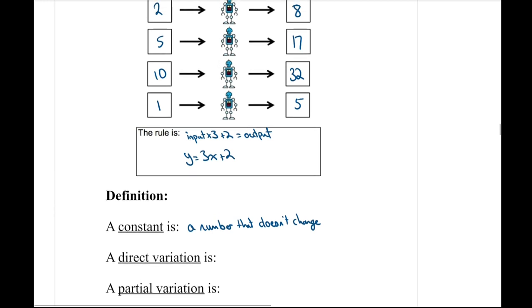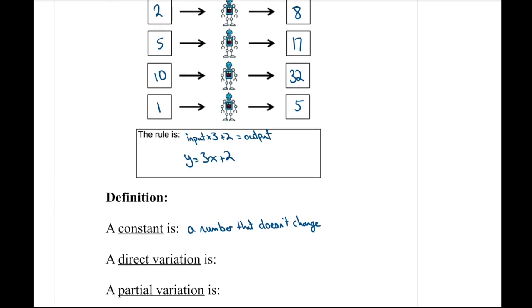So in this case, it doesn't matter what our input is, the constant is always going to stay 2. The input will change our multiplier, right, because we're going to multiply it by that. But the constant doesn't change, right? You could think about it as added or subtracted in our rule.